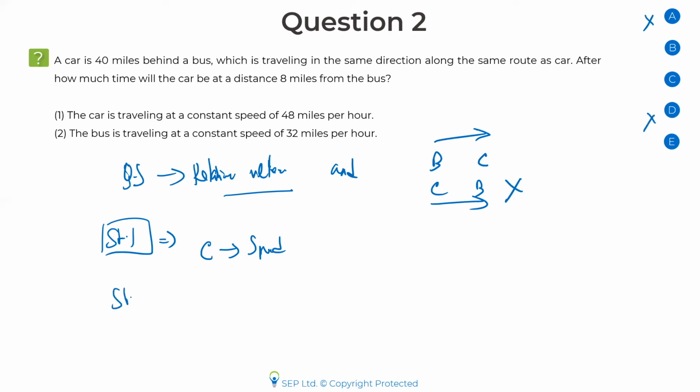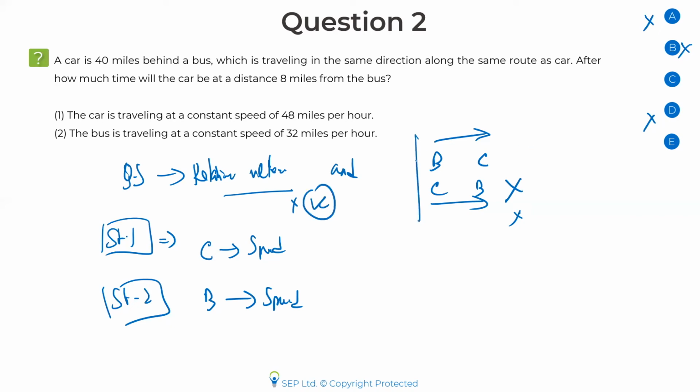Statement two gives me the speed of the bus. Obviously, here also, I cannot get any of these answers, so I will eliminate option B as well. When I combine them, I get the relative velocity, but I cannot answer which one is ahead. Since I cannot do it, even combining these two statements is not sufficient, and I mark E as the answer.